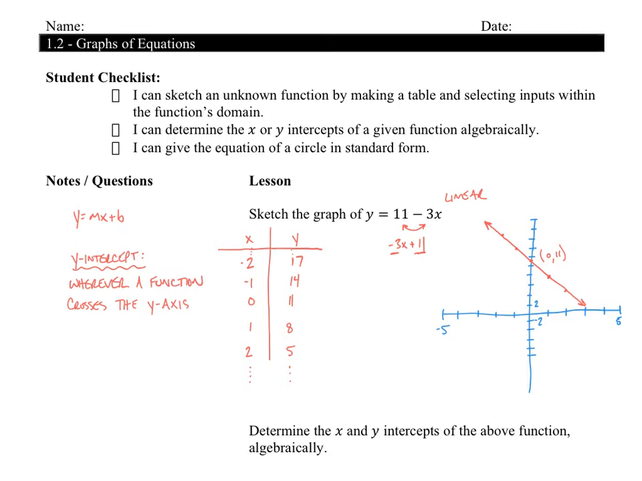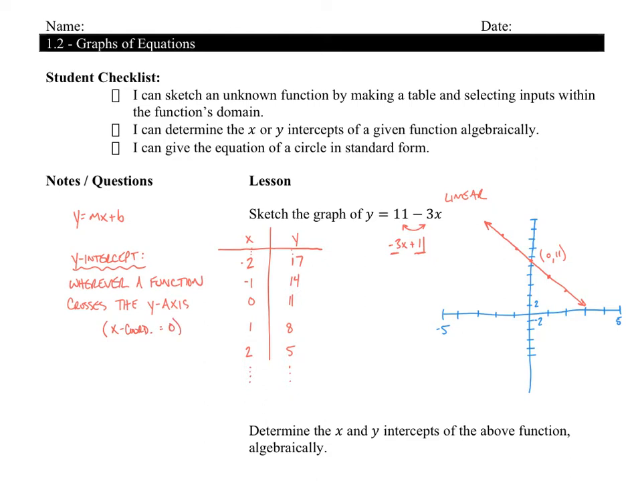Now, there is something that you'll always notice about the y-intercept. Anytime we have a y-intercept, the x-coordinate of that y-intercept will always be 0, because if you're sitting on the y-axis, you are at 0 on the x-axis. So that's an important thing to note. All of our y-intercepts will always have 0 as an x-coordinate. X-coordinate will always be 0.